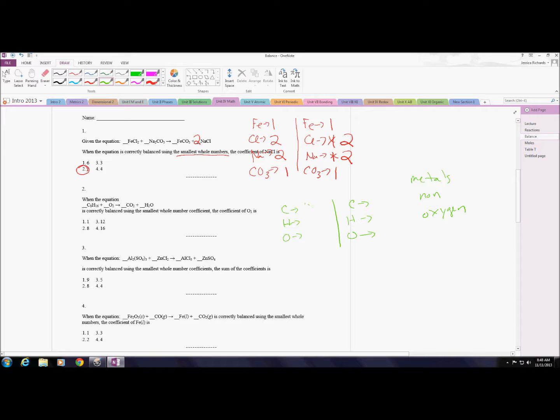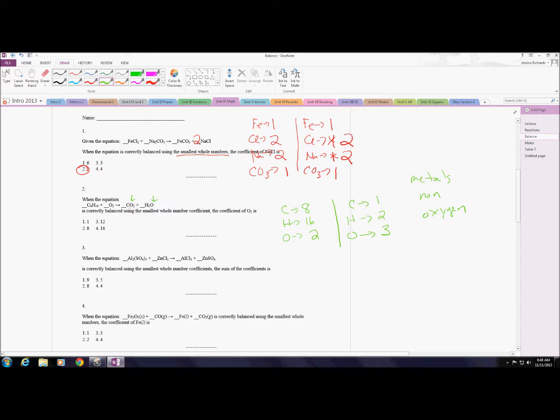Let's count pieces first. 8 carbons, 16 hydrogens, and 2 oxygens on the left. 1 carbon, 2 hydrogens, and 3 oxygens on the right. One of the things that makes these hard is that in the combustion reactions you always split the oxygens up, so it makes it difficult. I'm going to start with the hydrogens first.